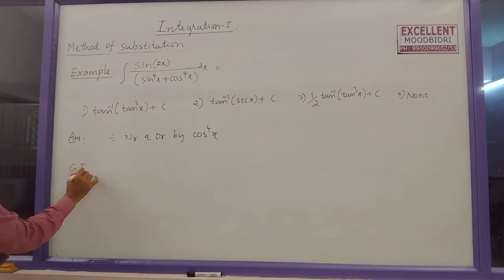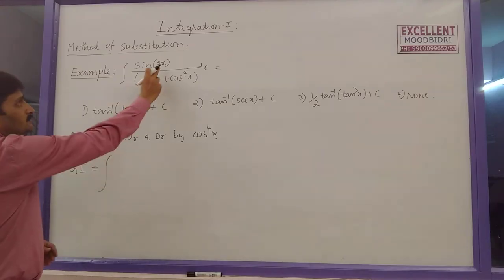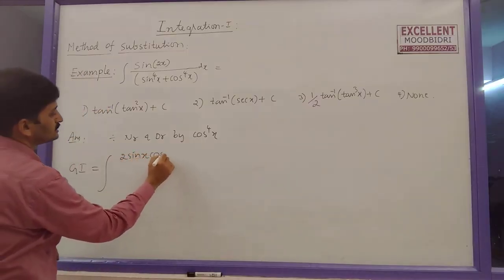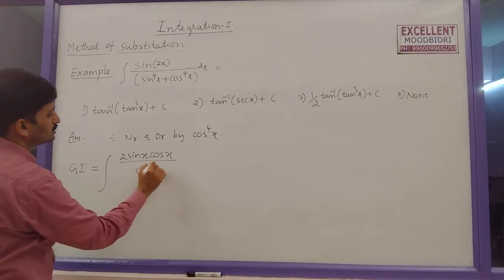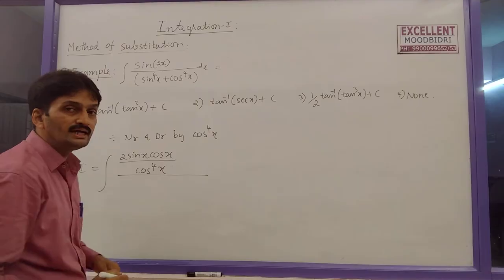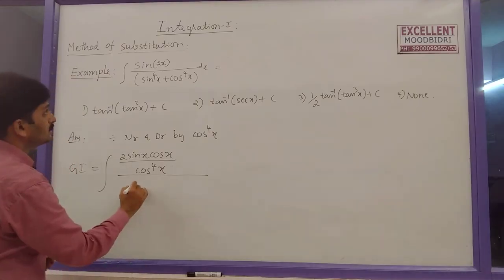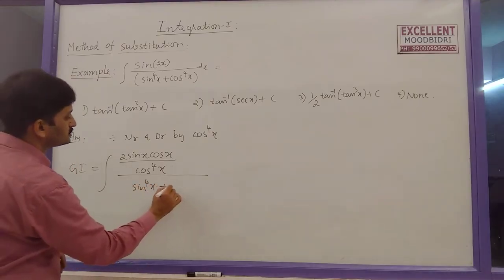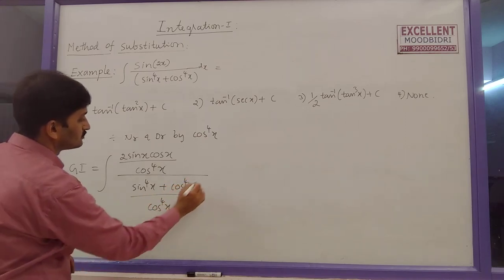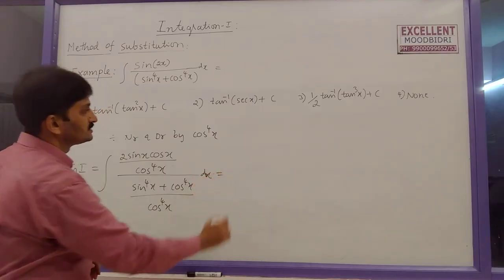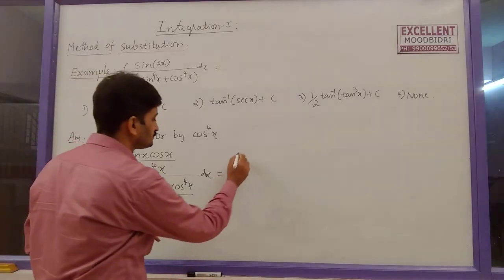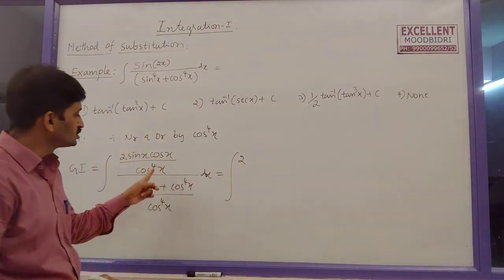Then given integral equal to, but what is sin 2x? 2 sin x cos x. 2 sin x cos x divided by cos x power 4. Okay. Now divide denominator also: sin x power 4 plus cos x power 4 by cos x power 4. This is equal to, now cos cancel here, correct? Okay. 2 into cos cancel.